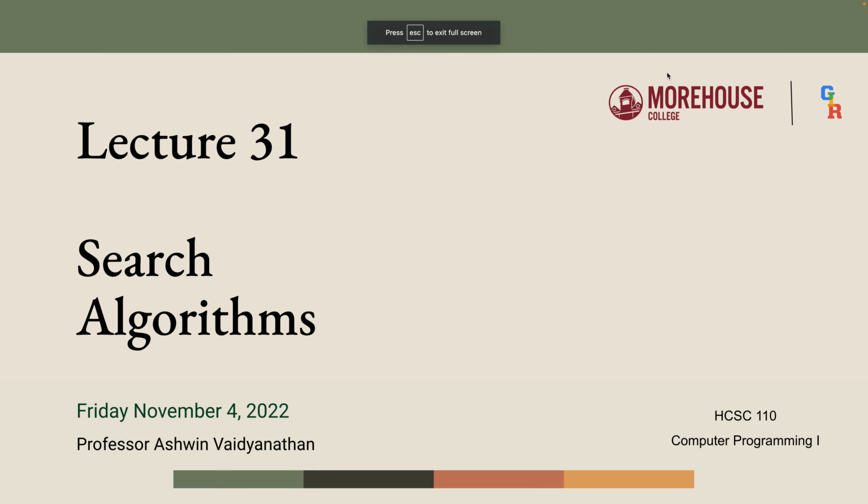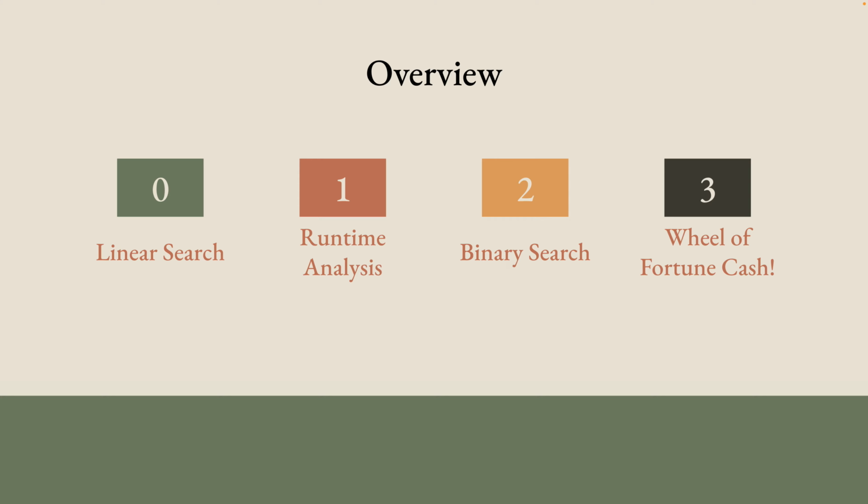Okay, today we're going to talk about search algorithms. Overview for today, we're going to talk about linear search. We already did a little bit of practice with this with one of the earlier homeworks, maybe lab 9. Then we're going to talk about runtime analysis. So when we have different algorithms, how can we measure which algorithm performs better than the next? Then we're going to talk about another algorithm, binary search. And then finally, we'll finish off with the Wheel of Fortune competition. Any questions on anything before we get started?